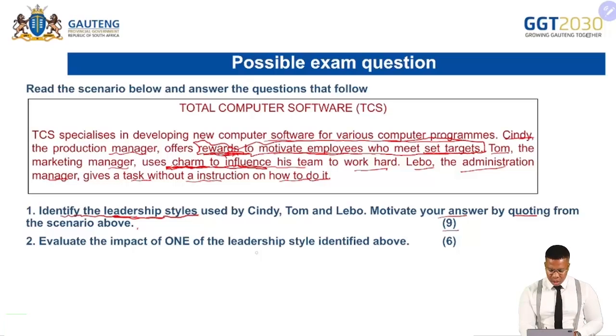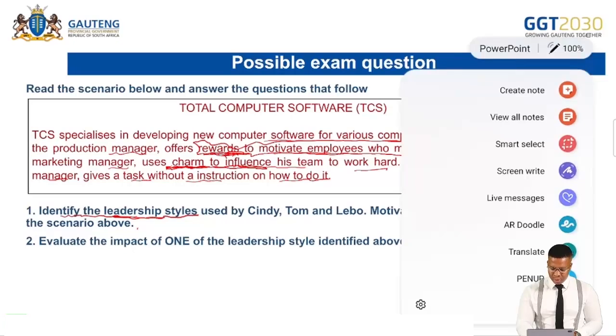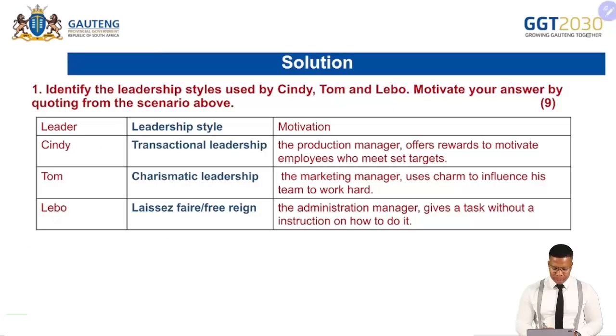And then looking now at the solutions, let's check if our analysis was correct. Cindy, transactional, 2 marks for that. Why? Because the production manager offers rewards to employees who meet set targets. It was quoted as it is from the scenario. And then charismatic leadership style, correct for Tom, because Tom uses charm. That was our keyword. And looking at the first one, reward was our keyword. And then 1 mark there.